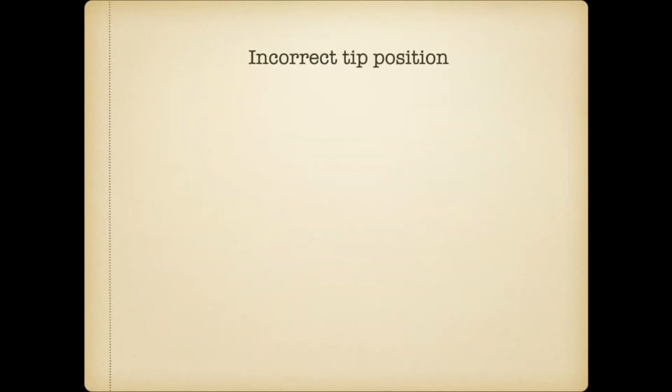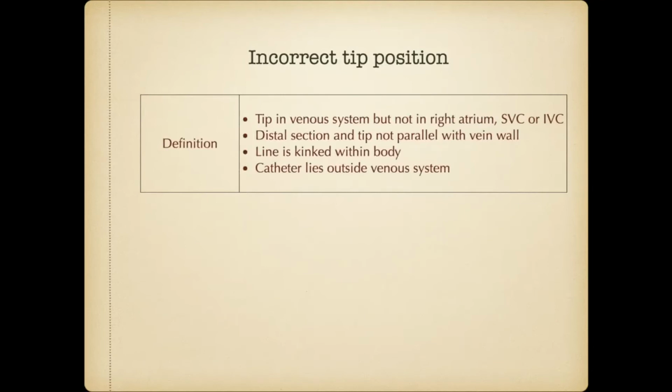The next complication is incorrect positioning. So there is some relation with the previous complication. How do we know that it is an incorrect one? Basically, when the tip is in the venous system, but not in the right atrium, SVC or IVC. Or if the distal section of the tip is not parallel with the vein wall, meaning it is abutting the wall. So this is incorrect.